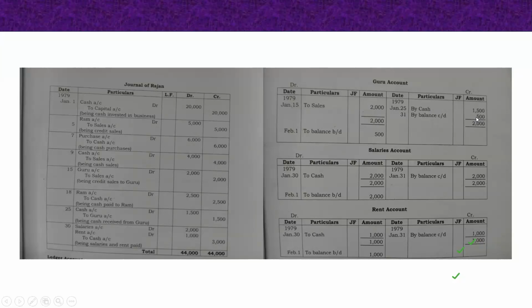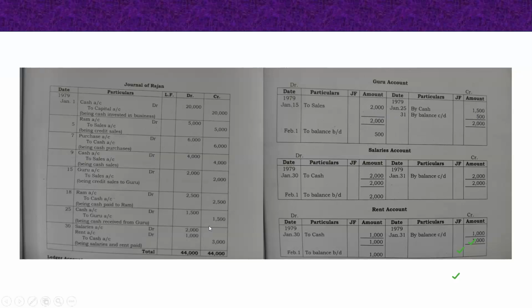So in that case, to balance the account, what you have to do is adjust the balance by writing by balance carried down and added. It means 500 is still pending with Guru. So Guru is obliged to pay the business 500 rupees more.